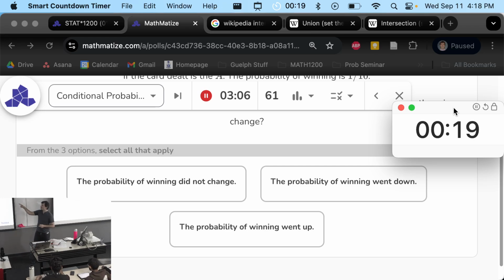All right. There's like 20 seconds left. In the interest of time, I do want to get your guesses. So put in what you think. Can probabilities change or not?